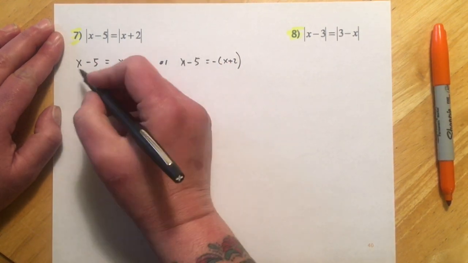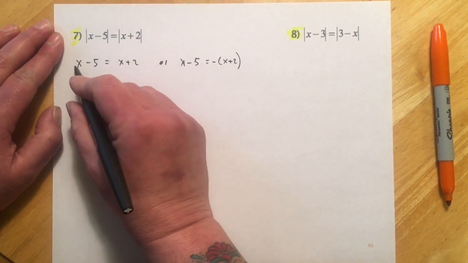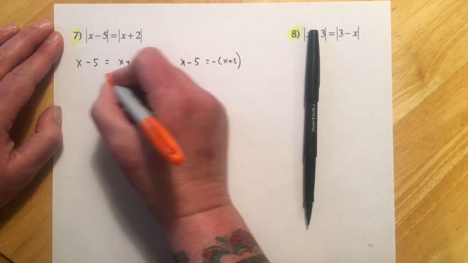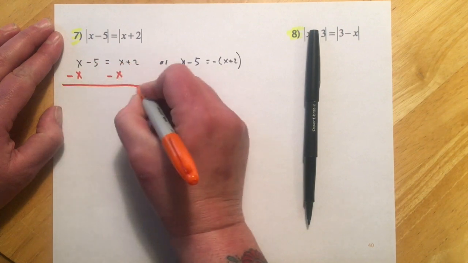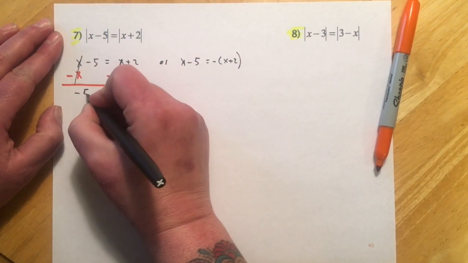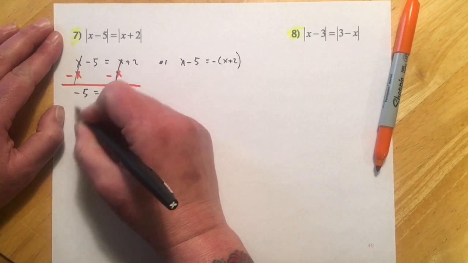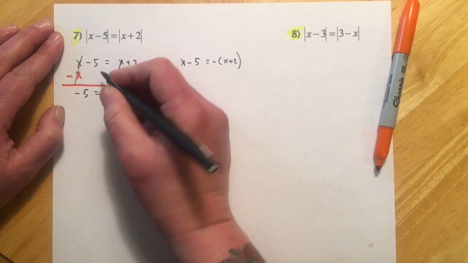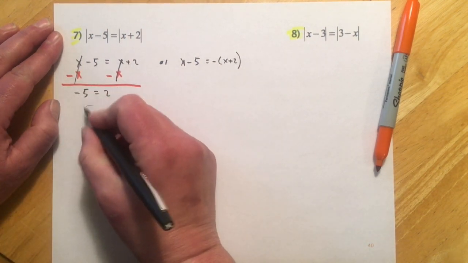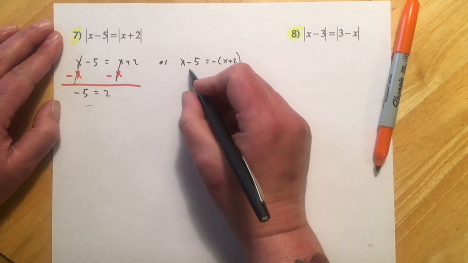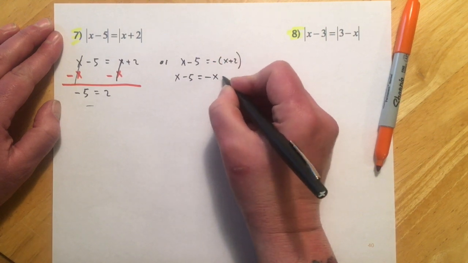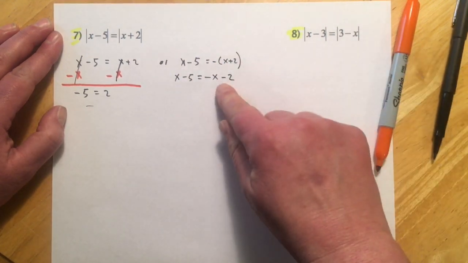And then this one has a little bit of funkiness to it. So here, if I try to solve this, the first thing I'm going to do is bring this x over. And then look what happens. So this cancels and that cancels. I'm left with negative 5 equals 2, so that's a no solution. But that doesn't mean this is a no solution. That just means that this branch didn't give us anything. But if I try this side, I get x minus 5 equals negative x minus 2. So this side is going to work.